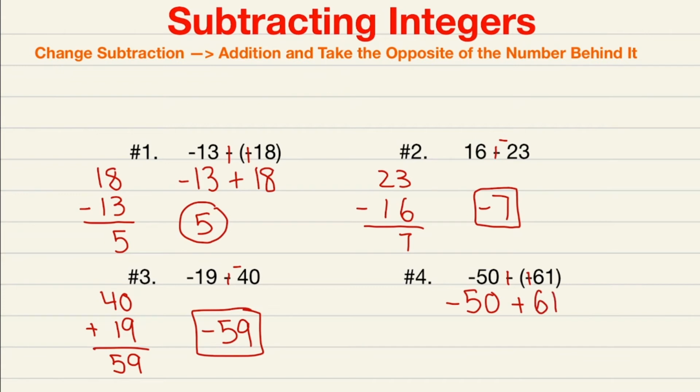Just like we did in numbers 1 and 2, which number's larger if you ignore the negative sign? 61. So we'll take our larger number minus our smaller number. We're going to get 11. And then go back and take a look at your larger number. Was it positive or negative? It was positive, so we know our answer is going to be positive 11.